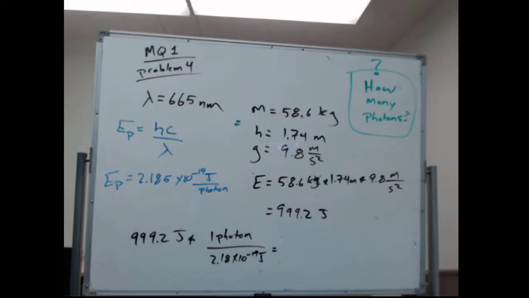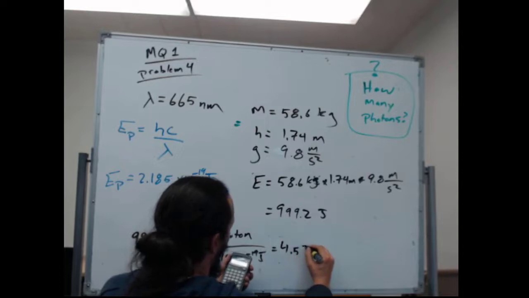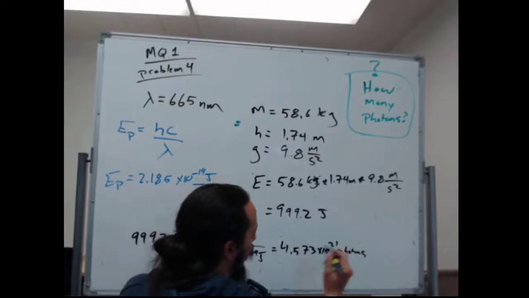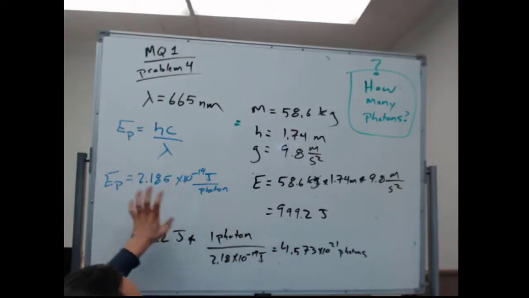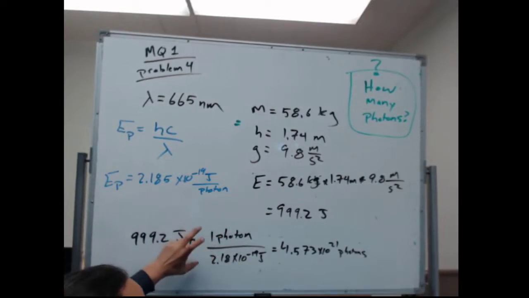999.2 divided by 2.185 times 10 to the minus 19, that's 4.573 times 10 to the 21 photons. Right, just a huge number of photons. And then we can figure out how many moles that number of photons is, where moles is just another way of a counting number. But I really like thinking about it in terms of that equivalence of, I want a number of photons equal to that amount, and so I have to multiply by how much energy each photon is carrying. And that just makes more sense in my head. If the other way made more sense to you, great.